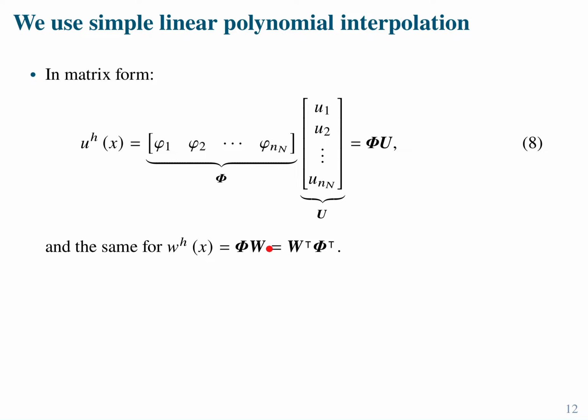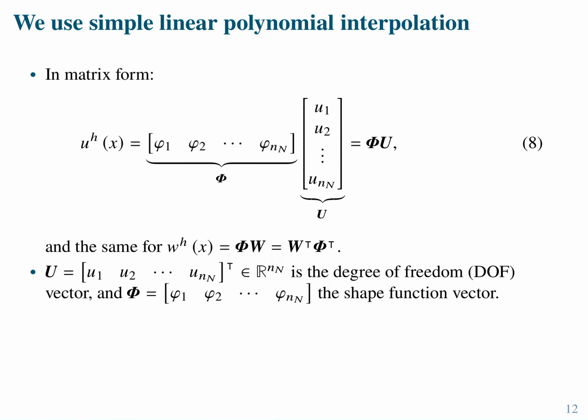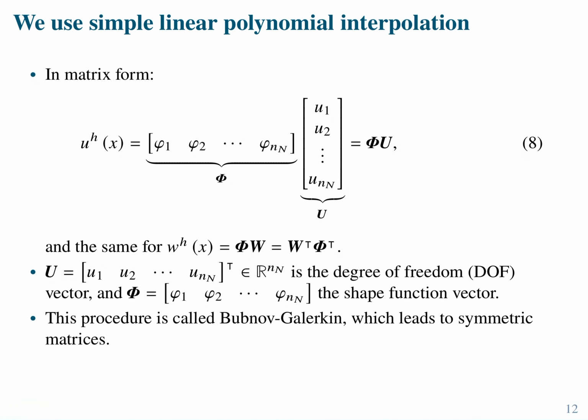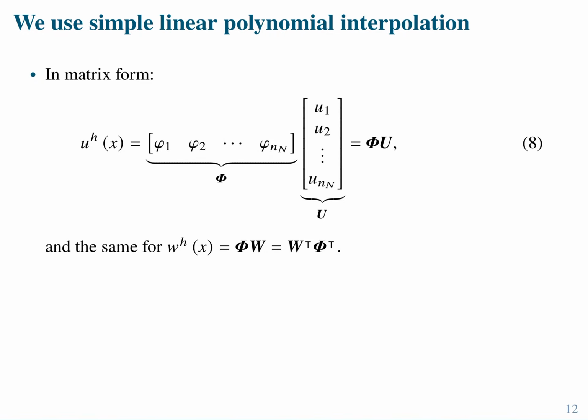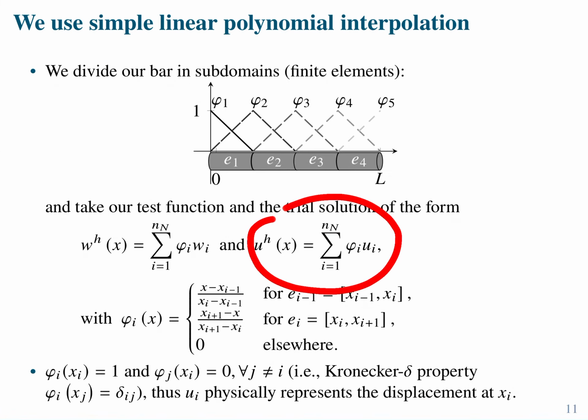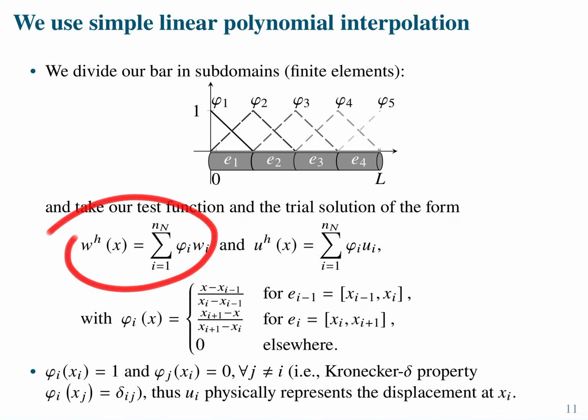And so, of course, if I take the transpose of this, it's a scalar, so I can use the transpose of that, and then I get the same result, right? And so, again, U, as we discussed, is a degree of freedom vector. Phi is my shape function vector. And this approach is actually called the Bubnov-Galerkin approach, and I'm not going to discuss too much about this, but the fact that I'm able to write both the trial solution and the test function in the same way, I'm choosing both functions to be from the same space of functions, that is called Bubnov-Galerkin.